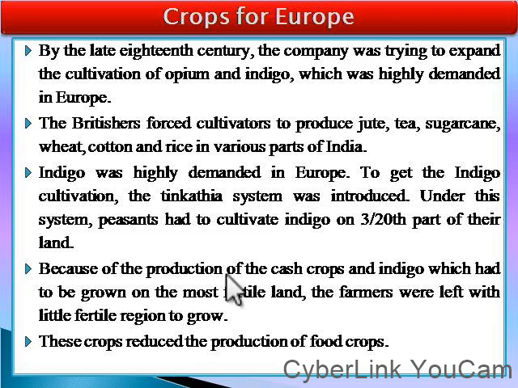Because of the production of the cash crops and indigo, which had to be grown on the most fertile land, the farmers were left with little fertile region to grow other crops. These crops reduced the production of food crops.